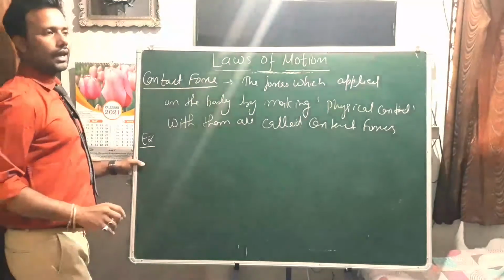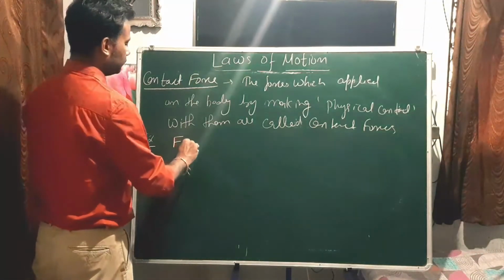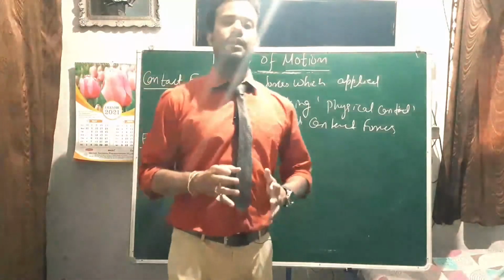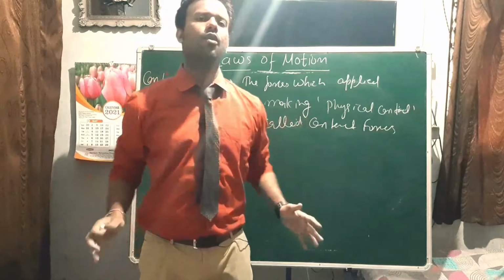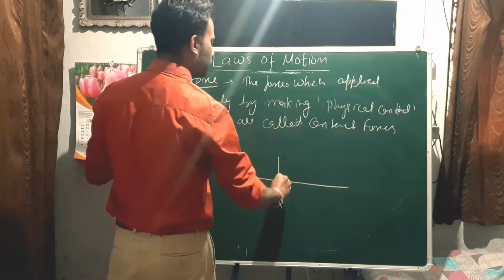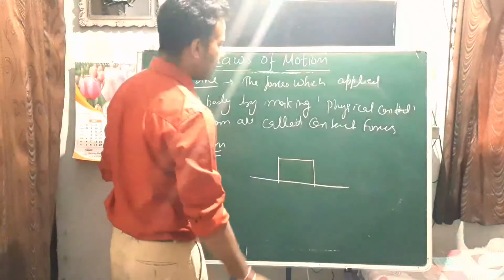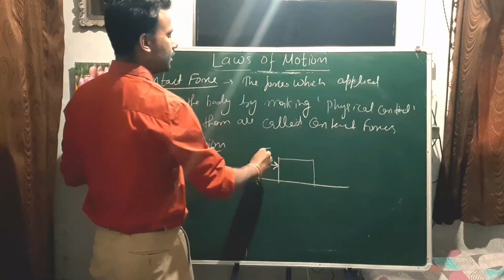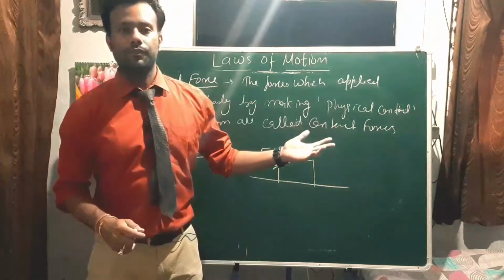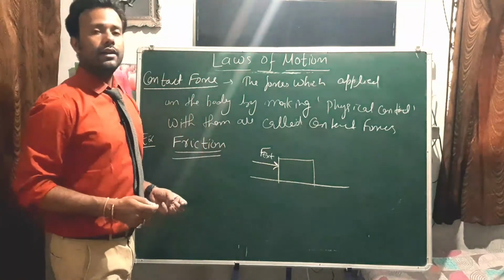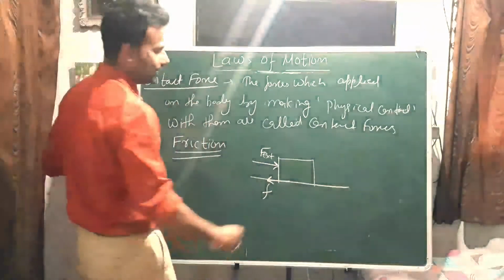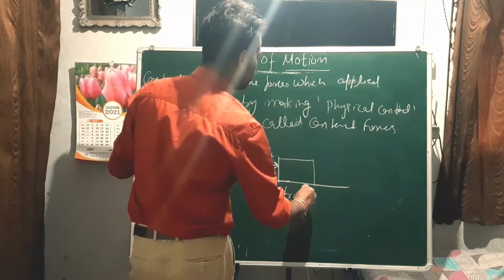The very first example can be taken as friction. Friction can be applied on a body, or friction can only act between bodies that are in contact. Suppose there is, let's say, a table, and on the table a box is lying. Now, when we apply some external force on the box, let's say this is the external force I'm applying on the block so that this block can move on the table, the table will create a force which acts in the opposite direction of this force. Let's say this is F, and this force is nothing but friction.